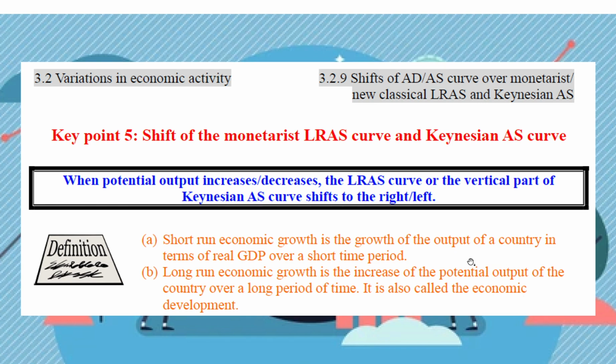But this is important because when the long run economic growth and the potential output increase, the short run GDP will follow, right? But remember, the term economic development is the long run economic growth. Okay, so in daily life, when we talk about economic growth, probably it is short run. When we talk about economic development, it must be long run economic growth. Okay, it's the increase of the potential output.